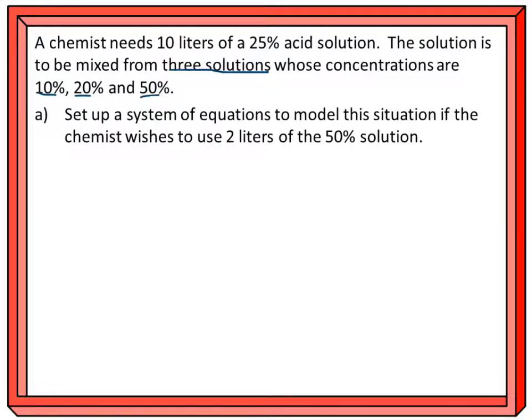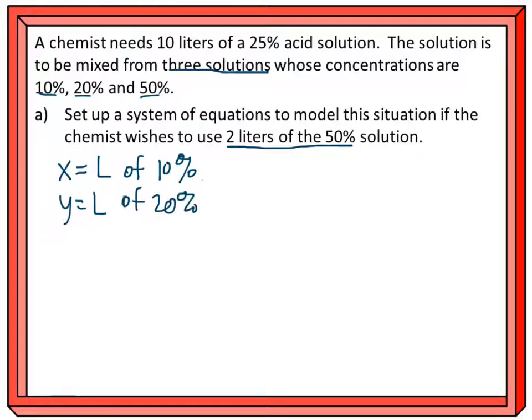Okay, so Part A is asking us to set up a system of equations to model the situation if the chemist wishes to use 2 liters of the 50% solution. So let's define our variables here. Let x equal the number of liters of the 10%, and let y equal the number of liters of the 20%. And then finally, z can be the number of liters of the 50%.